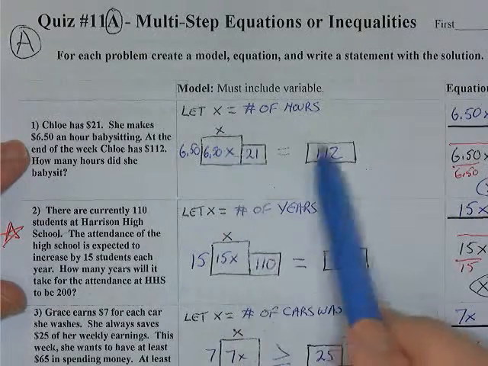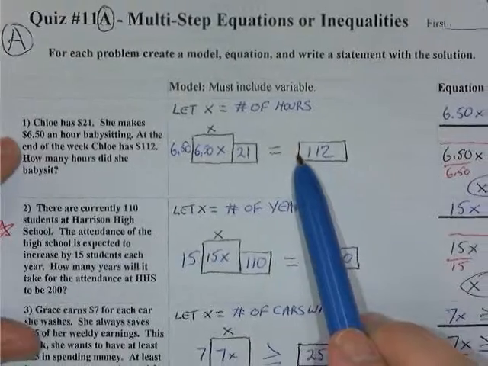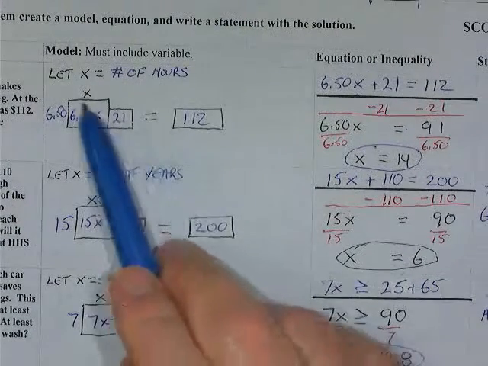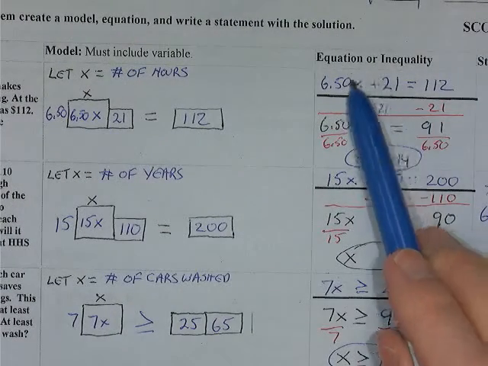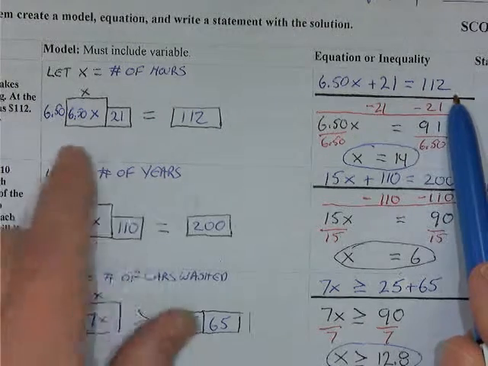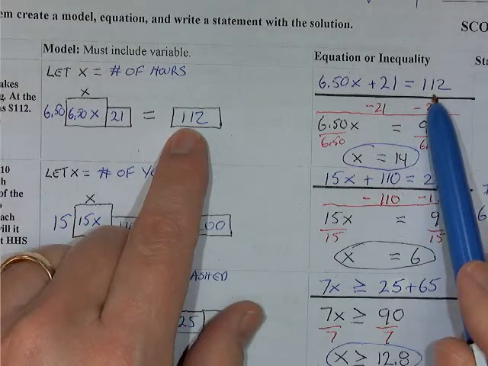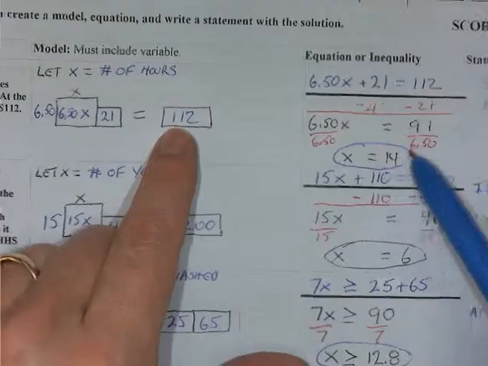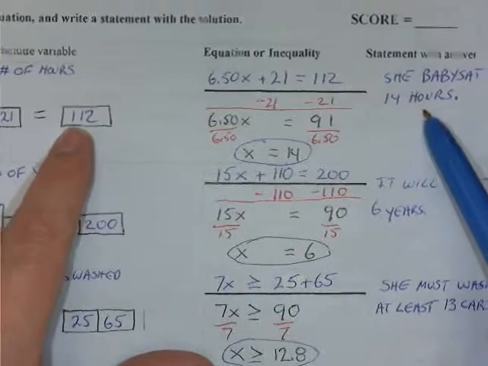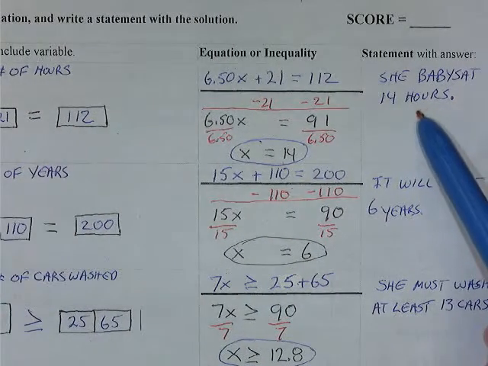So this is what your model should look like. And then your model and your equation should just match up, be identical. You just go left to right. There it is. And then solving it came out to be 14 hours. That was for both A and B.